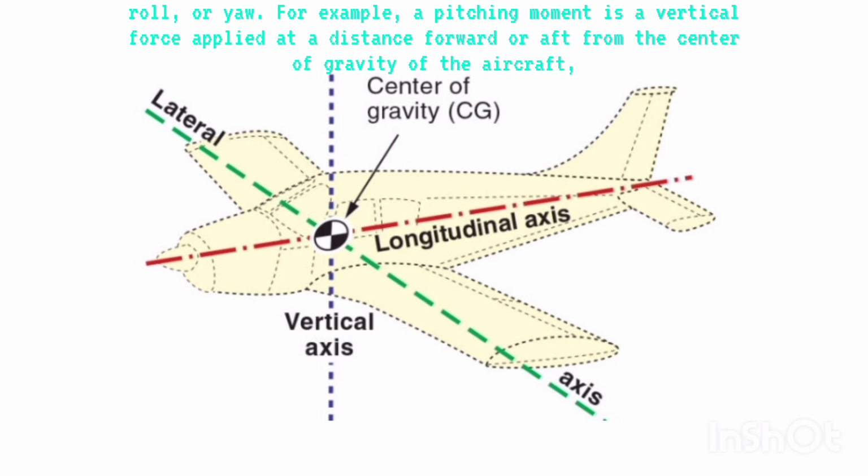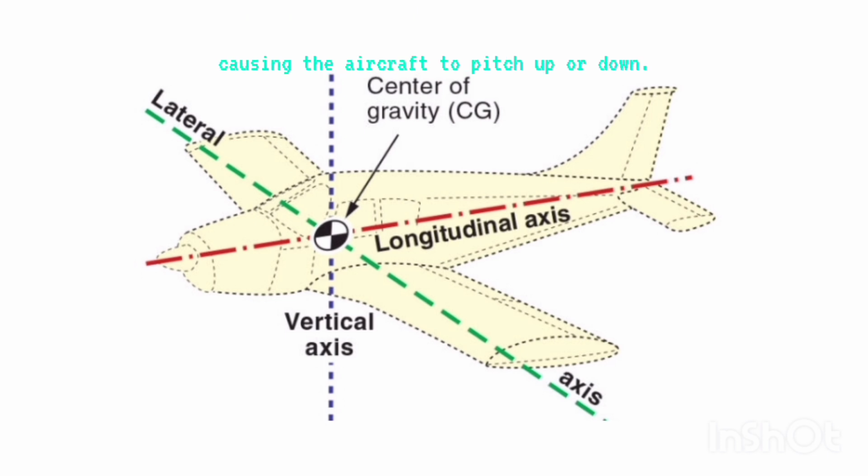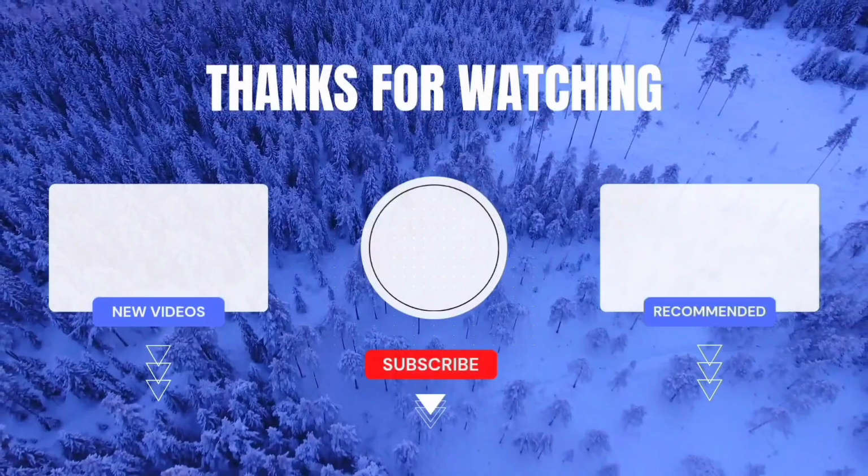For example, a pitching moment is a vertical force applied at a distance forward or aft from the center of gravity of the aircraft, causing the aircraft to pitch up or down.